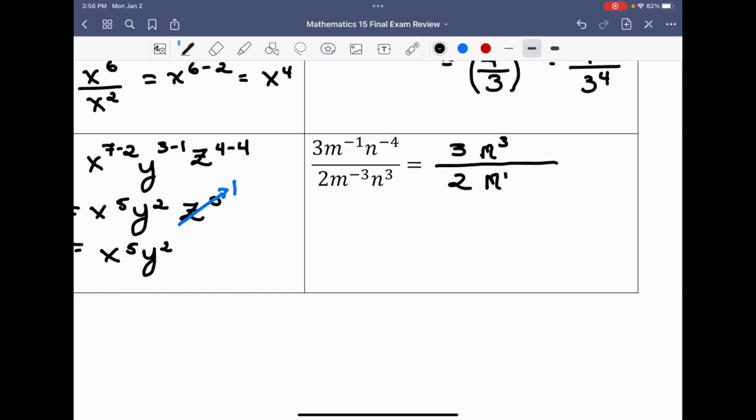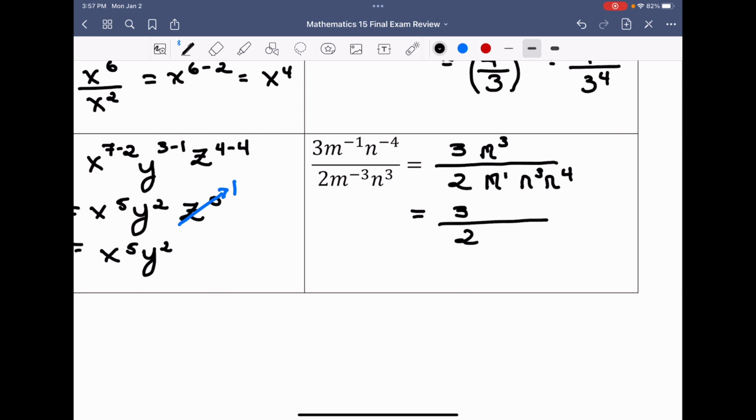I'm going to do that same thing with n^-4. I'm going to bring it down and multiply it here. n^-4 came to the denominator and joined the n^3. Okay, this is equal to 3 over 2.